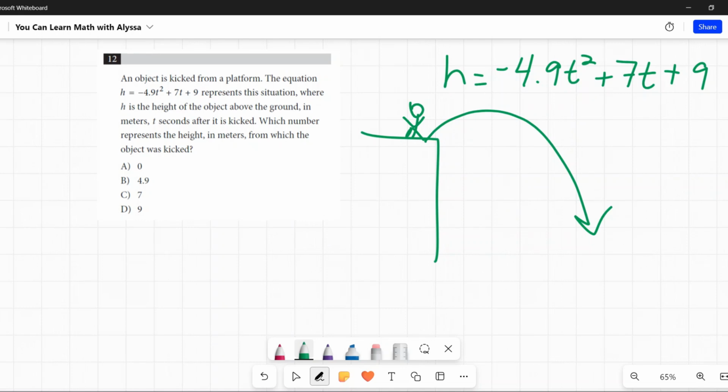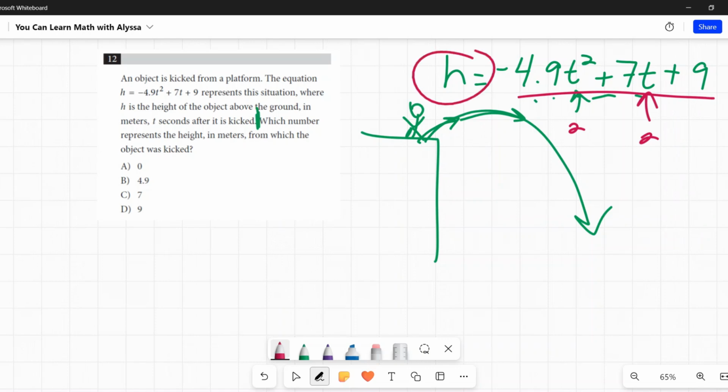Okay, so I'm going to stop there for just a second. So t is our seconds. That means if I want to know 1 second after it was kicked, how high was it? I would plug in 1 for t, because it's how many seconds. I would do all of this math, and I would get the height of how high it was. If it was 2 seconds after it was launched, I would plug in a 2 wherever there's a t. Do all that math, and I would get the height. Okay. Now here's our question.